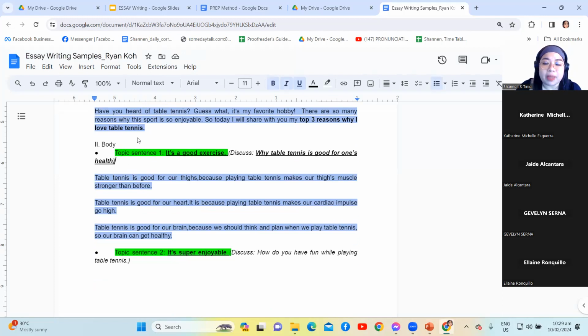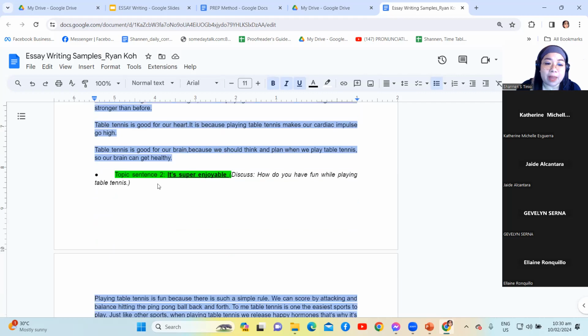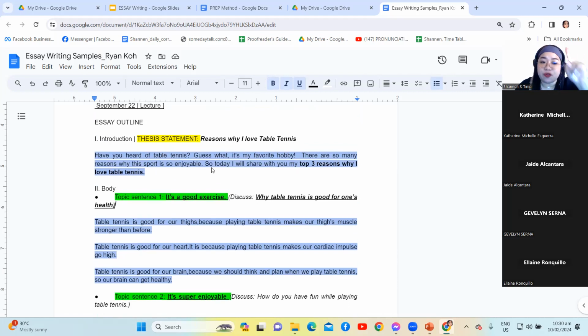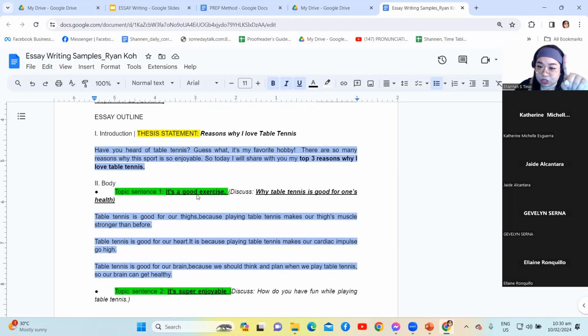So, para naman hindi siya malihis sa kanyang pinaka gustong iparating sa essay niya, you have to make an organizational outline, organized outline. Kaya naman, sa body niya, meron siyang 3 paragraphs, topic sentence 1. Reasons. So, ang thesis statement niya, 3 reasons why I love table tennis. So, first reason niya, it's a good exercise.